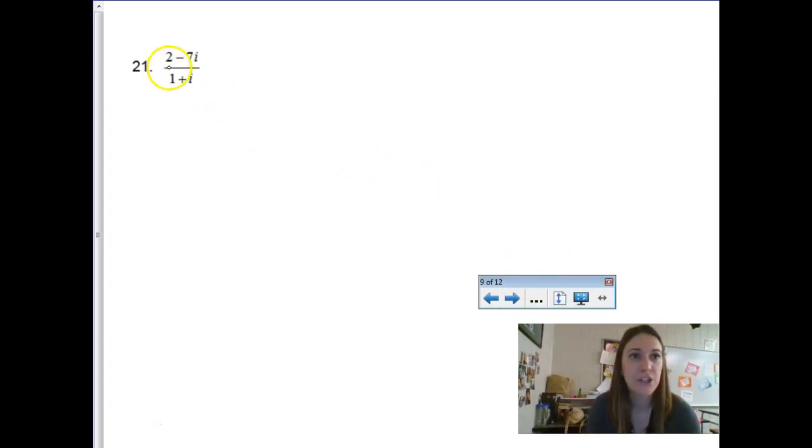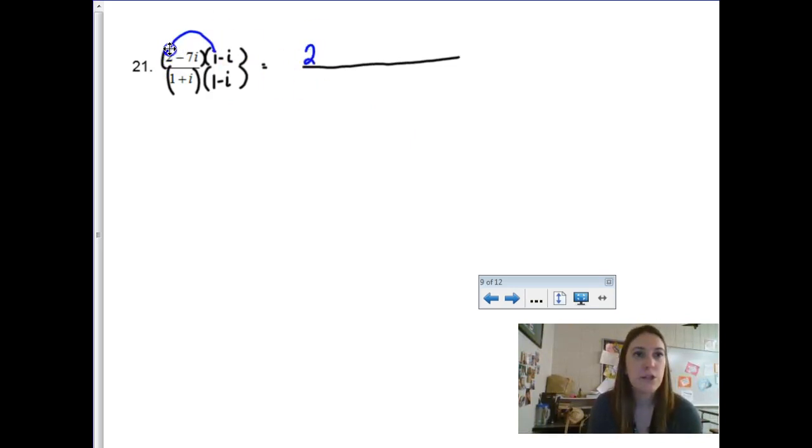All right, let's talk about what the conjugate would be for this one. 1 plus i, the conjugate would be 1 minus i. And we're going to go ahead and put parentheses around everybody. Let's do this. All right, big fraction bar. So 2 times 1 is 2. And then 2 times negative i is negative 2i. Negative 7i times 1 is negative 7i. And then negative 7i times negative 1i is positive 7i squared.